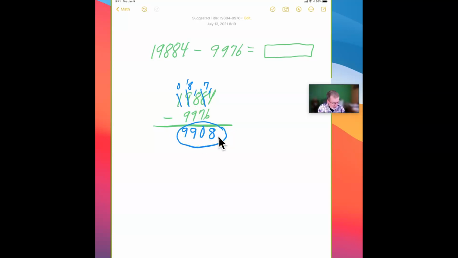And let's just take a look. We do have the luxury of time right now. Let's go ahead and add these back together. 6 plus 8 is 14, right? Carry the 1. 1 plus 7 is 8 plus 0 is 8. 9 plus 9 is 18. Carry the 1. 1 plus 9 is 10. Plus 9 more is 19. So if this matches our first number, and I think it does, then we're good. We know we have the right answer.